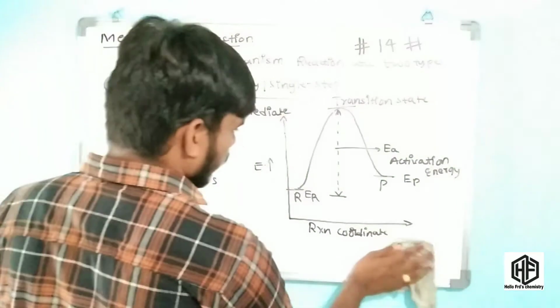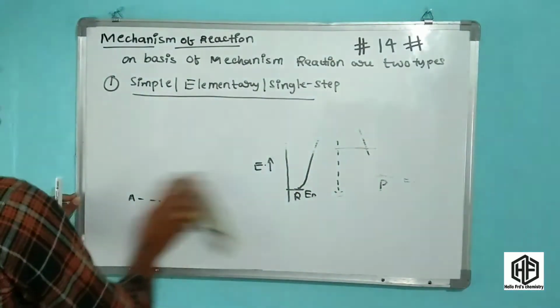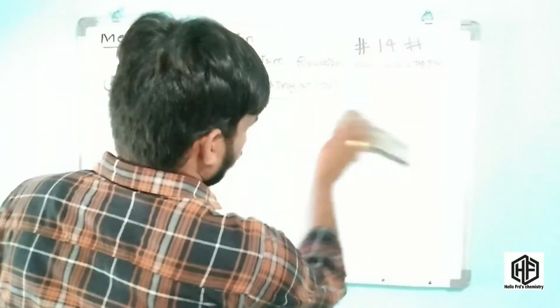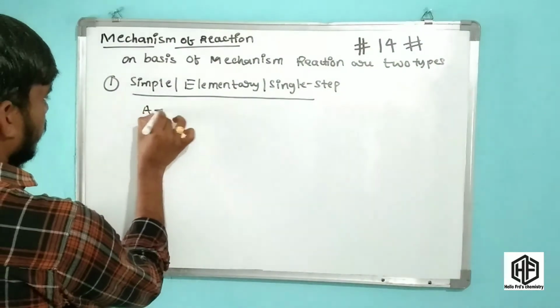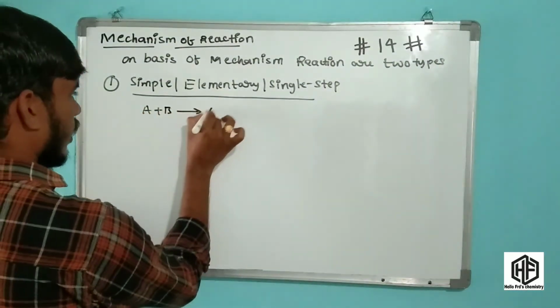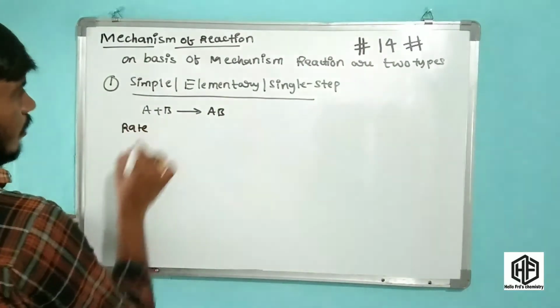Now we have to calculate the rate of this single or simple step reaction. Consider a reaction: A plus B gives AB. Okay friends, now the rate of this simple or elementary single step reaction.